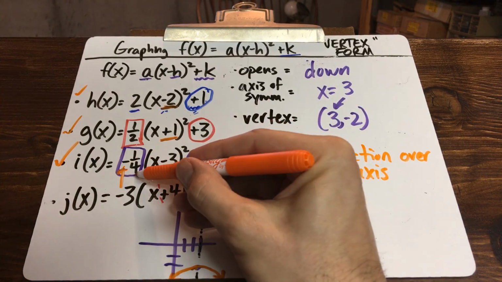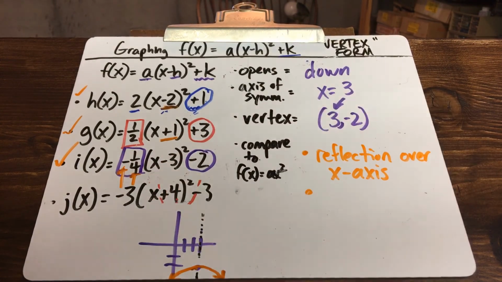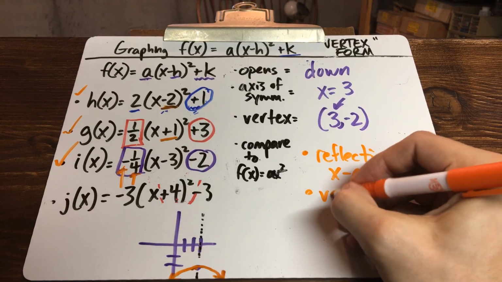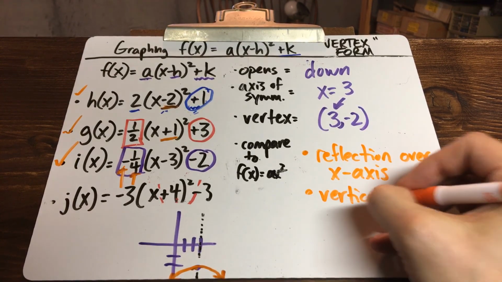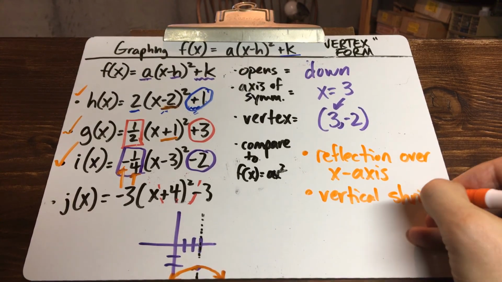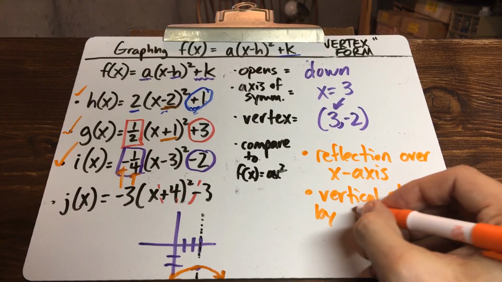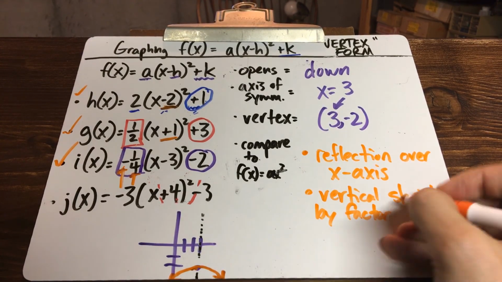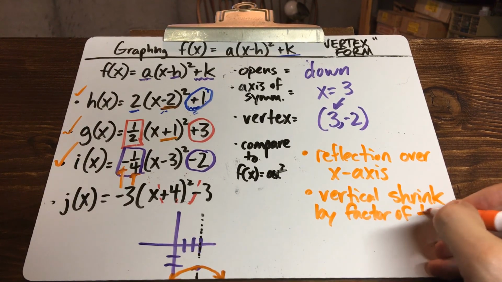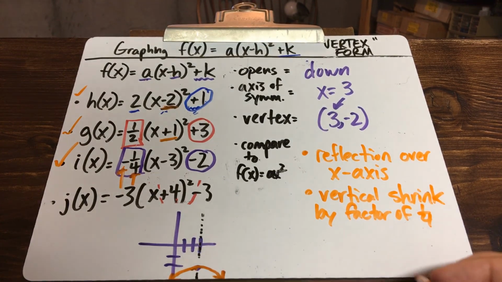What does the 1/4 tell me? The 1/4, okay, that number is in between 0 and 1. That means this is a vertical shrink, right? If it's in between 0 and 1, if it's a fractional amount, it's a vertical shrink, and then you just say by a factor of whatever the number is. And this one was 1/4. By a factor of 1/4. Okay, there's still 2 more answers.